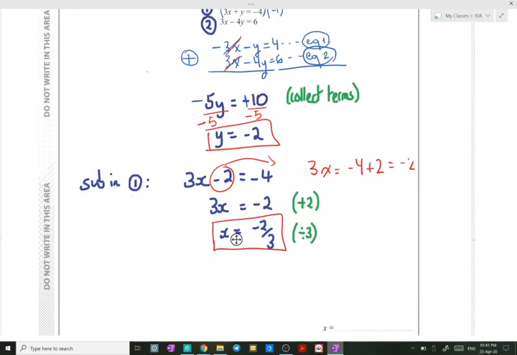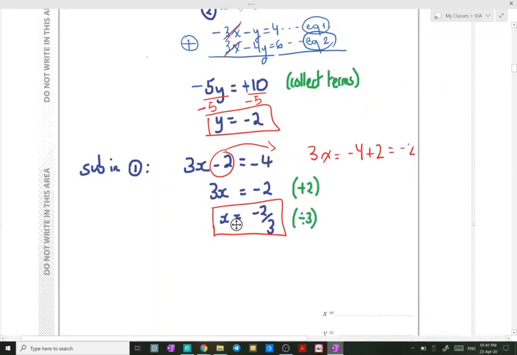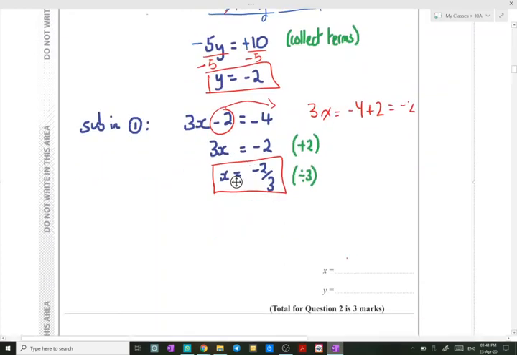Therefore, let us write the answers where we should. So x is -2 over 3 and y is -2.